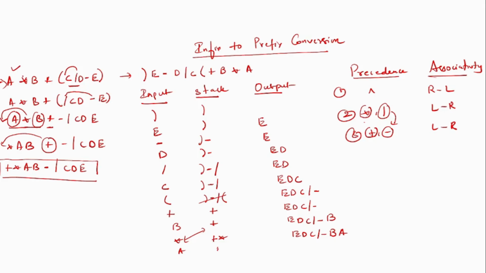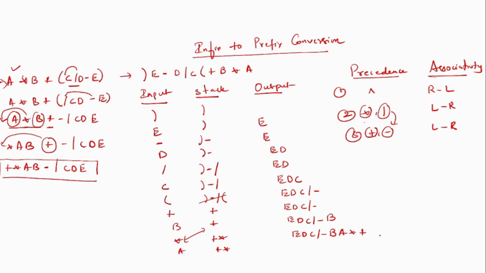A, and the operators that are left in the stack are plus and star. Now we have evaluated the whole expression. So what I'll do, I will pop each and every operator out. So I'll write it here itself. I'll say here star and plus. Now this is not our prefix expression.